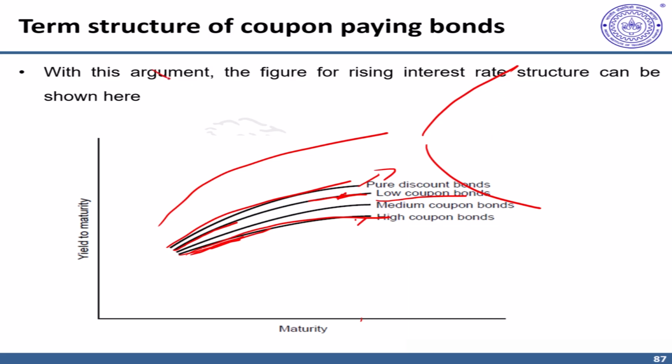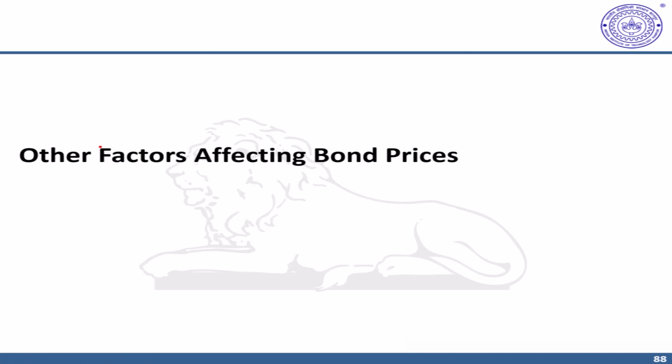When the term structure is falling, the low coupon paying bonds have a lower term structure of interest rate as compared to high coupon paying bonds. In contrast, when yield to maturity is rising, the low coupon paying bonds have a higher term structure of interest rate as compared to high coupon bonds. In this video, we'll discuss some of the other auxiliary factors affecting bond prices.